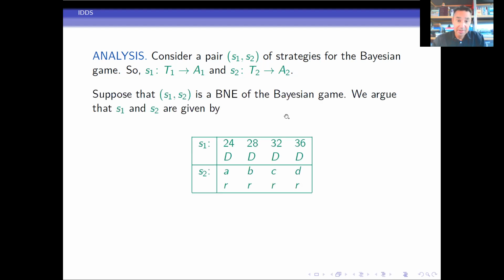And the claim is that the only Bayesian Nash equilibrium is this one: the strategy S1 for player one, where he only chooses D, and S2 for player two, where he only chooses R, in all cases. So for every type, this is what you do. And as you can see, that means that you always have this payoff in the lower right corner of the payoff matrices.